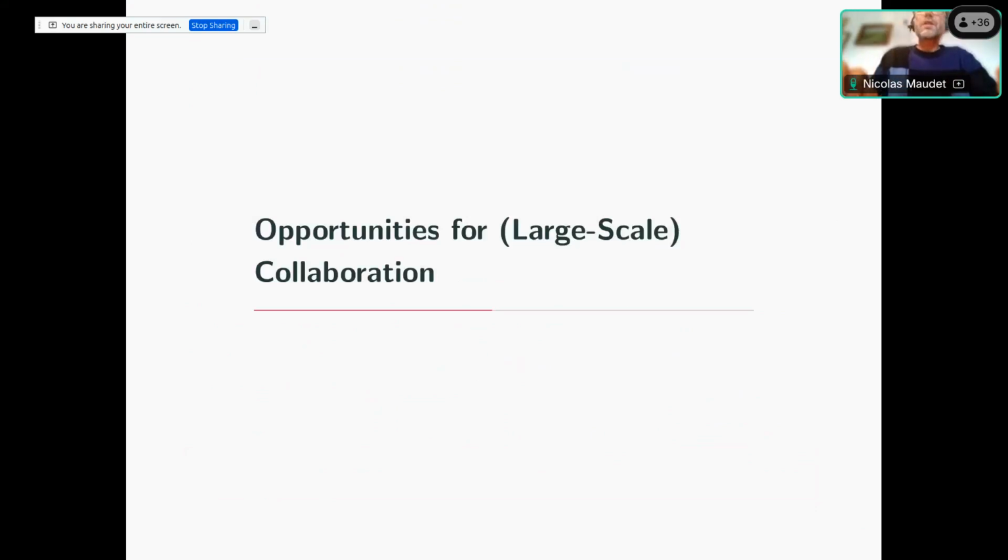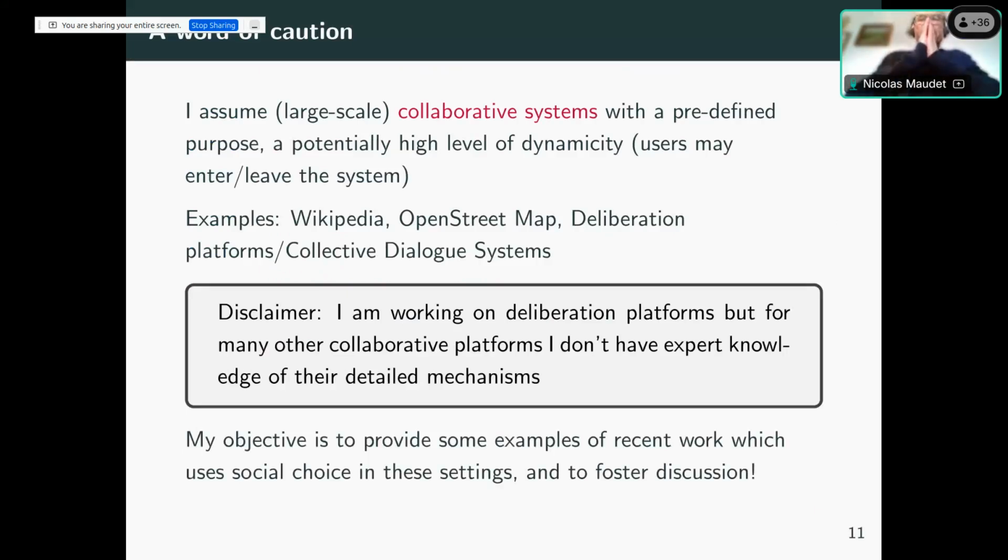Okay, so now I would like to tell you a bit about some recent work that I came across and found quite stimulating, and I think that they can be relevant in the context of Ensemble. So just a word of caution before I get any further.